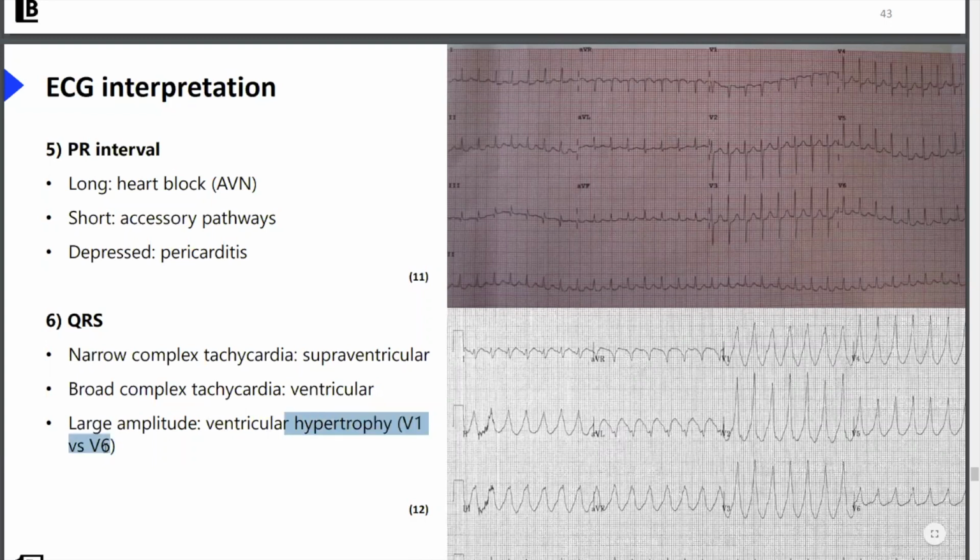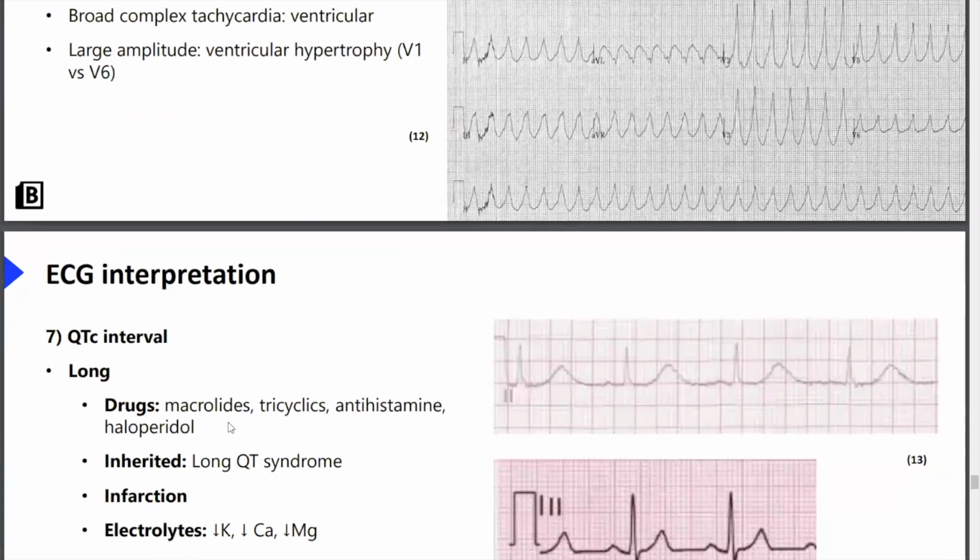Someone's asked what V1 versus V6 is. Depending on the distribution of the large amplitude QRS complexes, you can tell whether it's left ventricular hypertrophy or right ventricular hypertrophy. I've actually forgotten which is which, so someone will probably say in the chat, but large QRS complexes more towards V1, V2 suggest one side is hypertrophied, and large complexes more towards V5, V6 suggest the other side is hypertrophied. I just can't remember which way around it is, so apologies for that. If someone knows in the chat, just let us know.